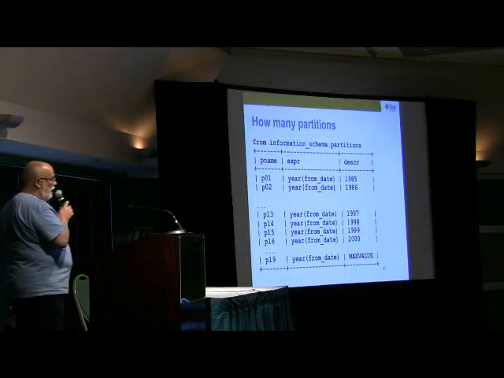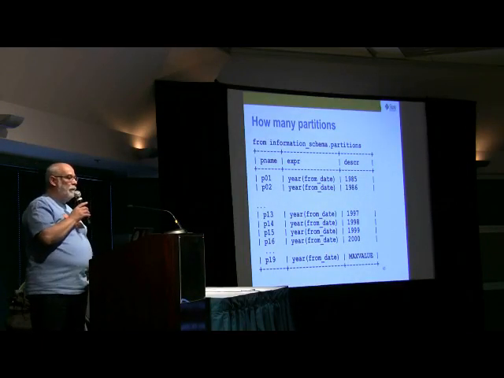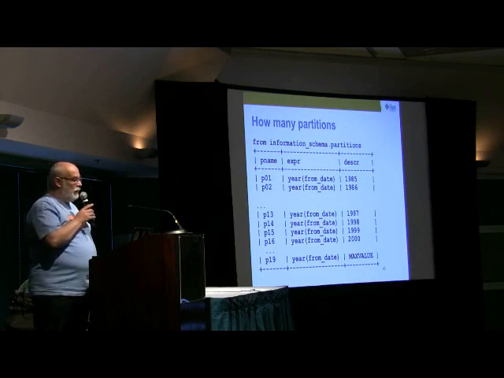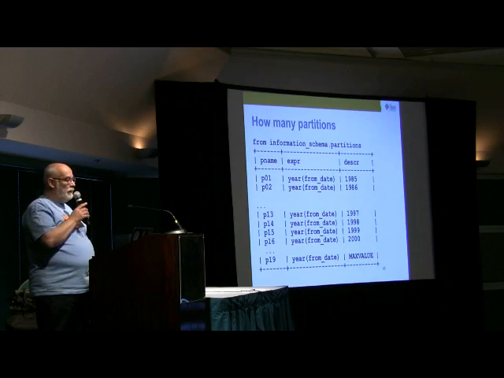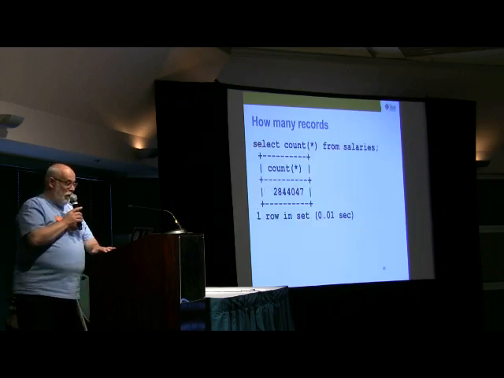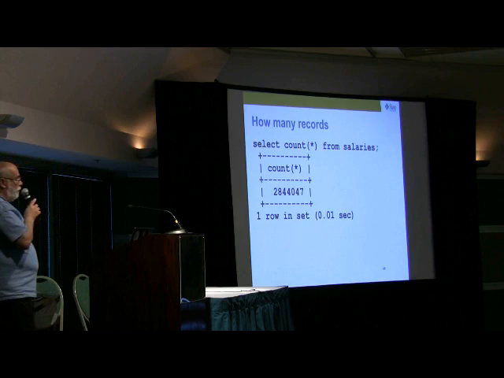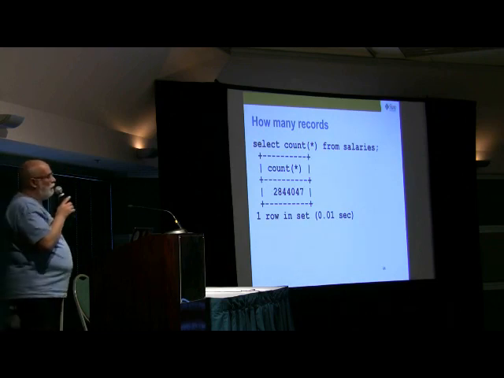How many partitions do we have? 19. How do I know? I go to the information schema. There is a partitions table that gives me some information about the partitions. Now, we have 2,800,000 records.